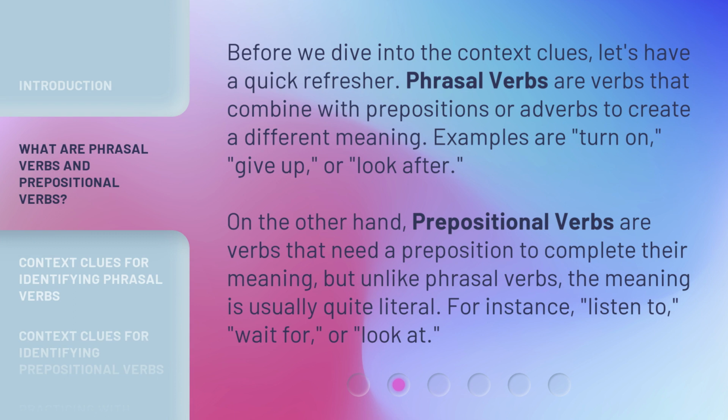Before we dive into the context clues, let's have a quick refresher. Phrasal verbs are verbs that combine with prepositions or adverbs to create a different meaning. Examples are turn on, give up, or look after. On the other hand, prepositional verbs are verbs that need a preposition to complete their meaning, but unlike phrasal verbs, the meaning is usually quite literal. For instance, listen to, wait for, or look at.